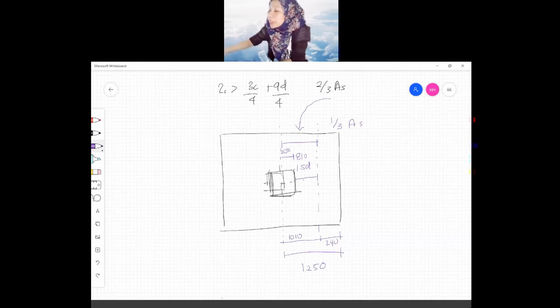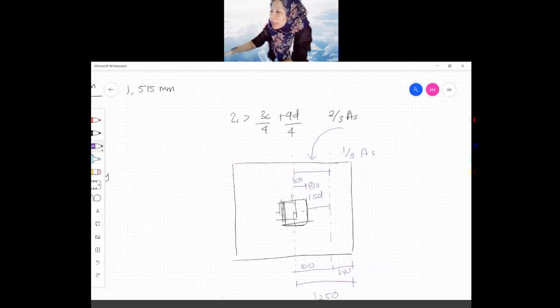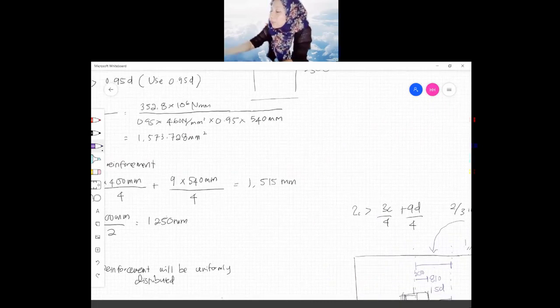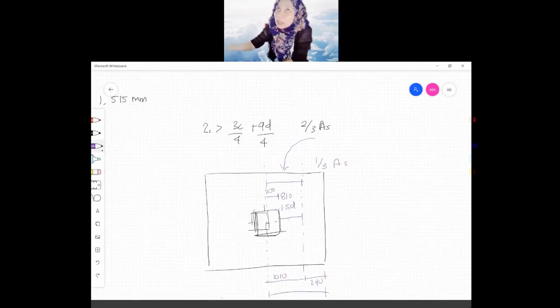So 1/3 S ni, maksudnya you ambil value yang ni, you darab dengan 1/3. So dapatlah berapa value dia. Lepas tu you pilih lah size yang sesuai, you pun humban lah dekat sini. Design lah untuk yang kat sini.